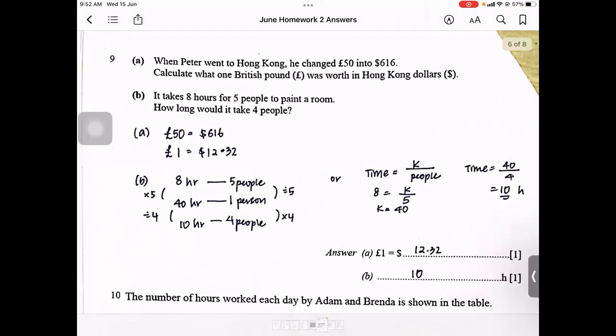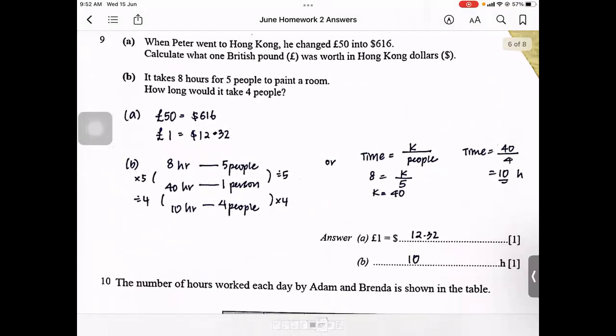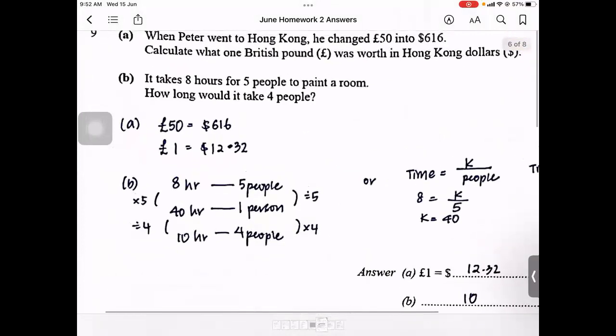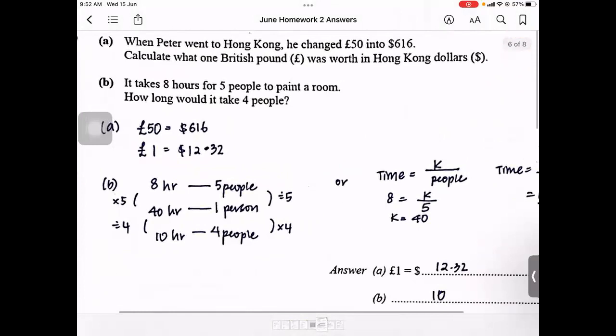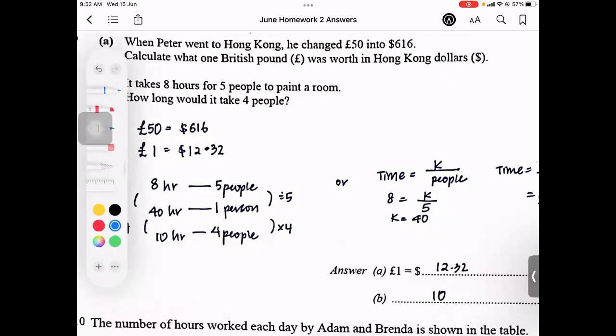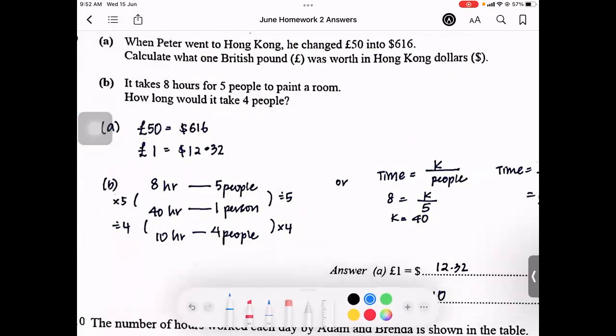This one over here, Peter went to Hong Kong, he changed money. So this one is just exchange rate. I'm not going to explain 9A. We'll leave it for you. Okay, 9B, I should explain a little bit. This one is a practical situation of a direct and inverse proportion. Now, how do I know whether it is a direct or an inverse proportion? I have to think very logically.